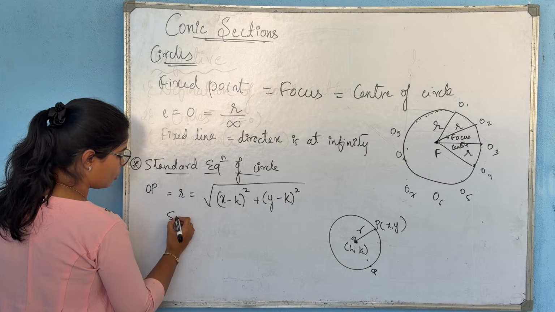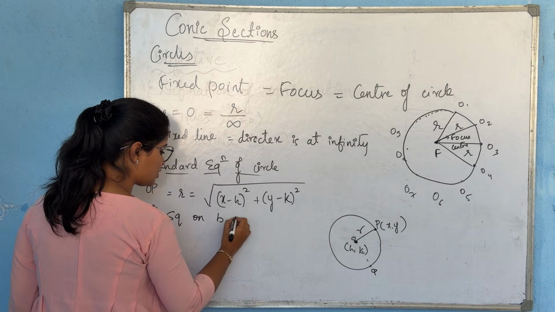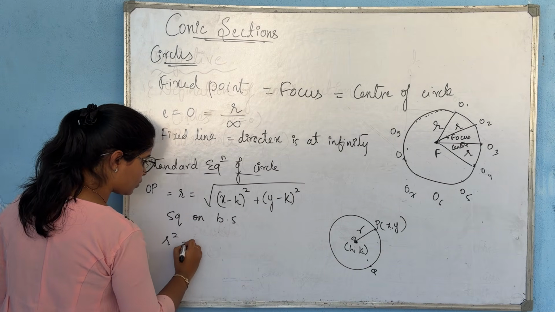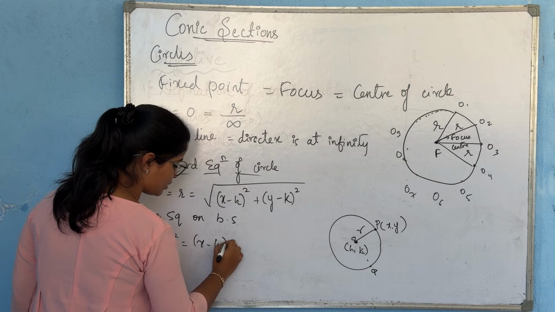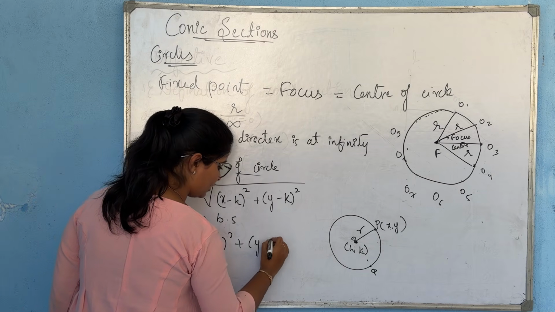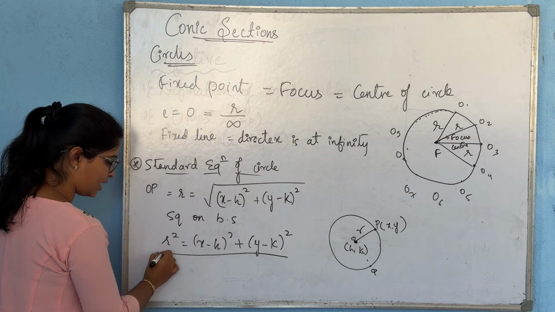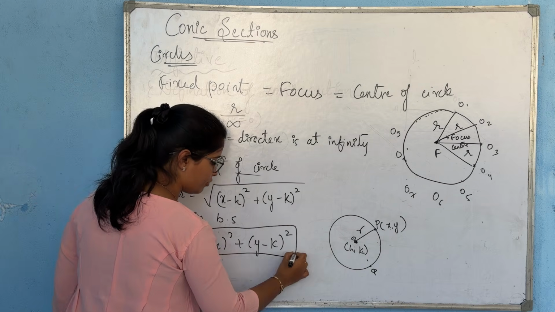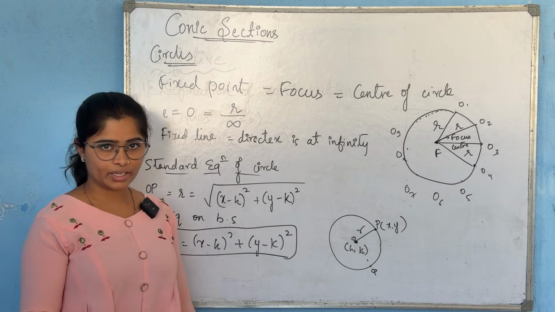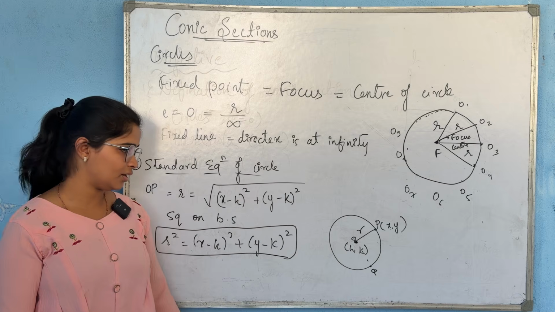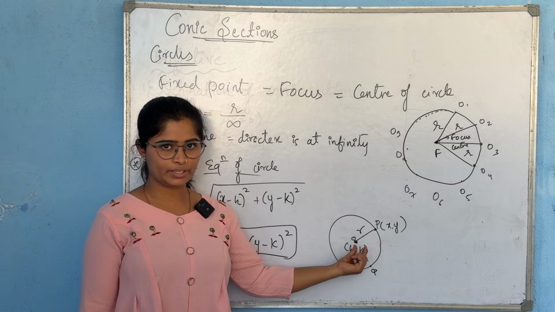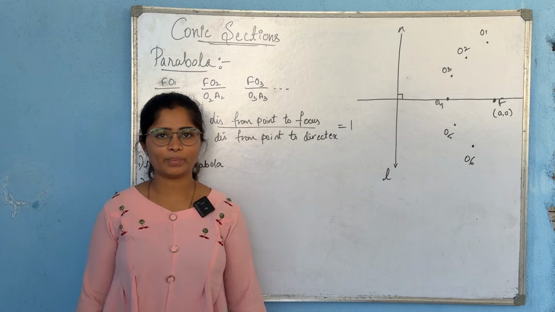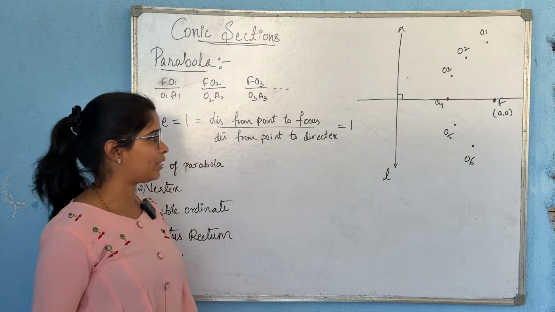And now let us square on both sides. When we square on both sides, then we will get r square is equal to x minus h whole square plus y minus k whole square. And this is the standard equation of a circle. So to write the standard equation of a circle, we should be given 2 data. One will be the center and another will be the radius. Our next discussion will be on parabola. So let us discuss what a parabola is.